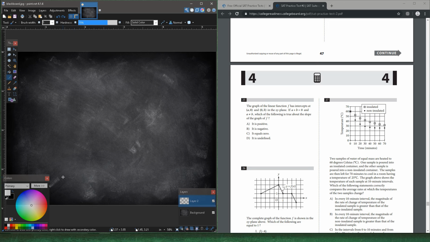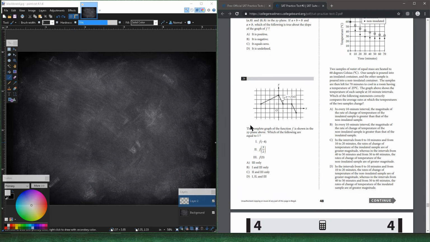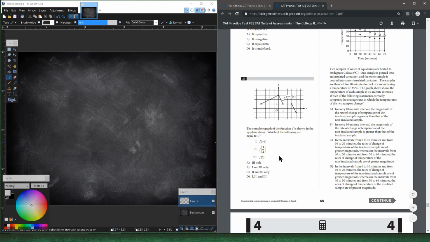See, making pictures is your friend. So, pretty basic question. The complete graph of the function f is shown in the xy plane above. Which of the following is equal to 1? So f of -4. So 1, 2, 3, 4. That's true. So 1 is true. f of 3 divided by 2, which is just f of 1.5. So that's 1, and 1.5 is right here. So that's also 1. So that's true. f of 3. So f, 1, 2, 3, 1. Which is true. So all these three are true. So it's D.